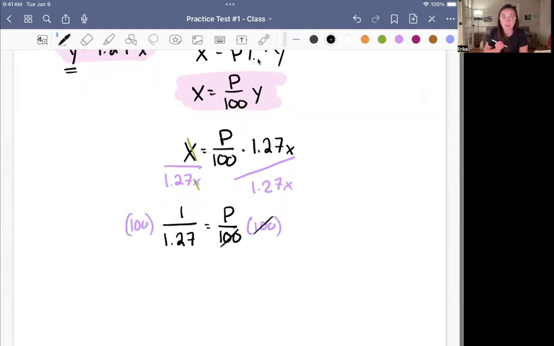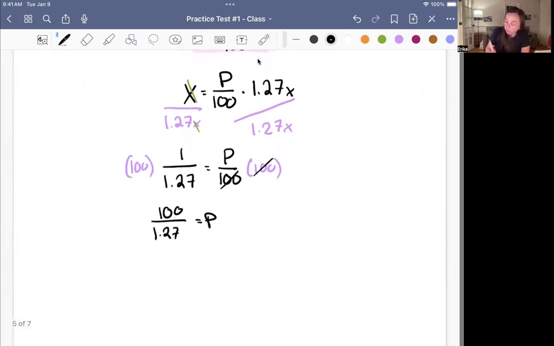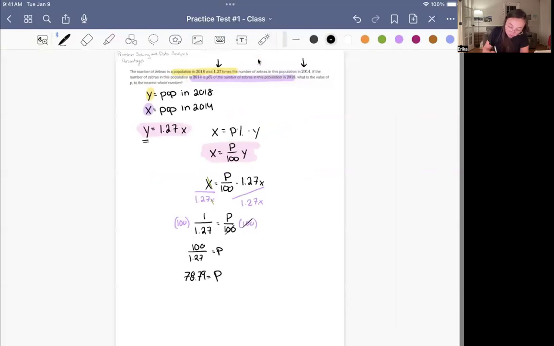So we're going to cancel out the 100 on the right-hand side. On the left-hand side, we're going to have 100 over 1.27 equals p. When we do that in the calculator, that's going to equal 78.79.